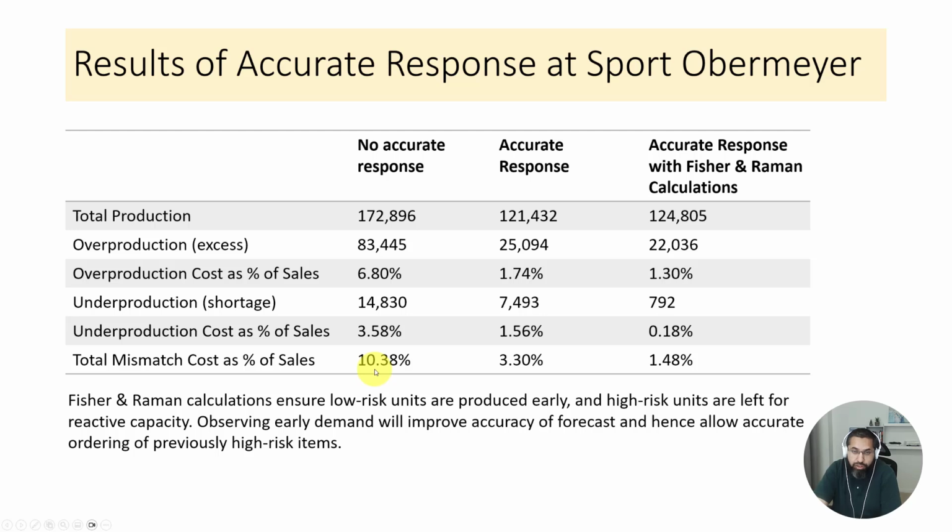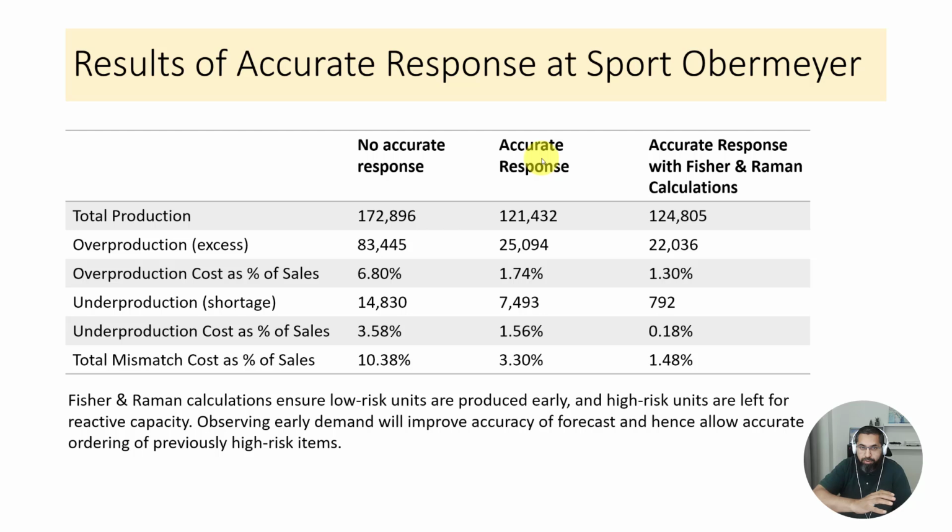Imagine if you could match your supply accurately with demand, you could save 10%. Every $100 you sell, you make $10 more of profit. That is pretty huge, right? So the supply-demand mismatch cost total is 10%. When you implement accurate response without any complicated mathematical calculations, you just have an initial forecast, you use the efficient capacity, you leave some of the SKUs which are unpredictable for reactive capacity, you observe initial demand, you revise your forecast, and you use the reactive capacity.